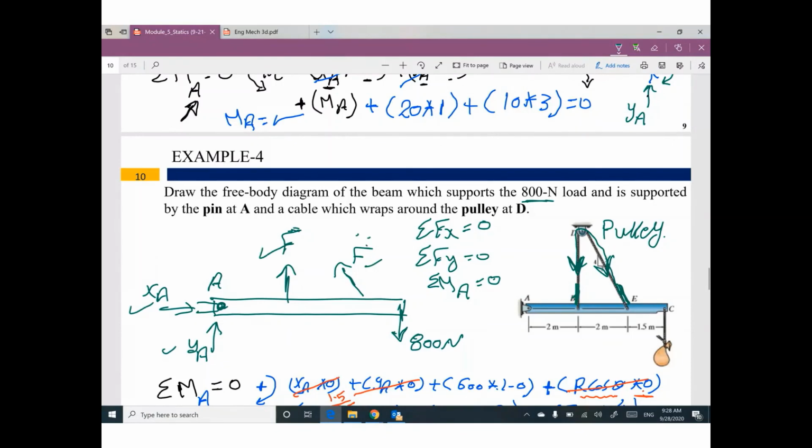So the only tricky part in this problem, just to remember, we covered this before, I believe: if you have a pulley, the force on this side will be the same value as this one. But this one will be vertical, and this one will be inclined following the direction of the rope. But the same equilibrium equations.